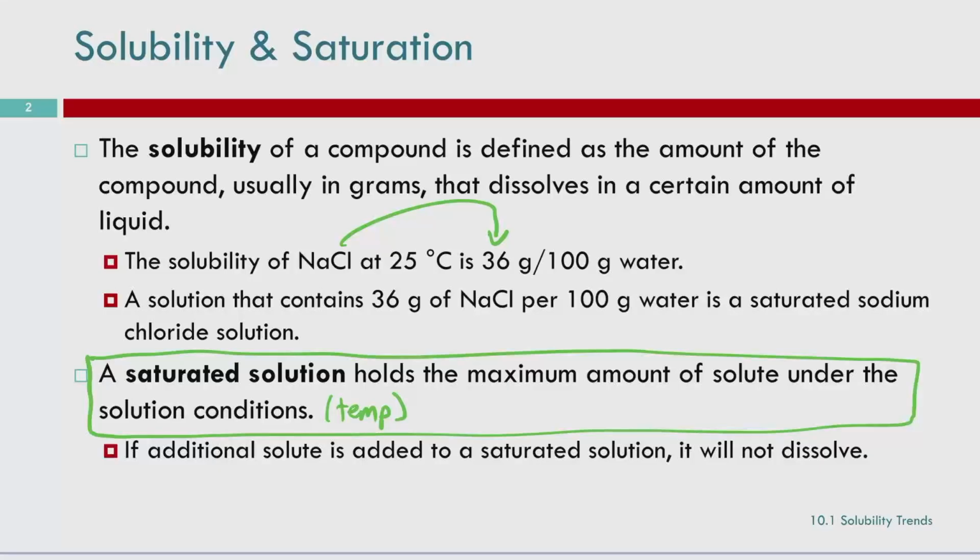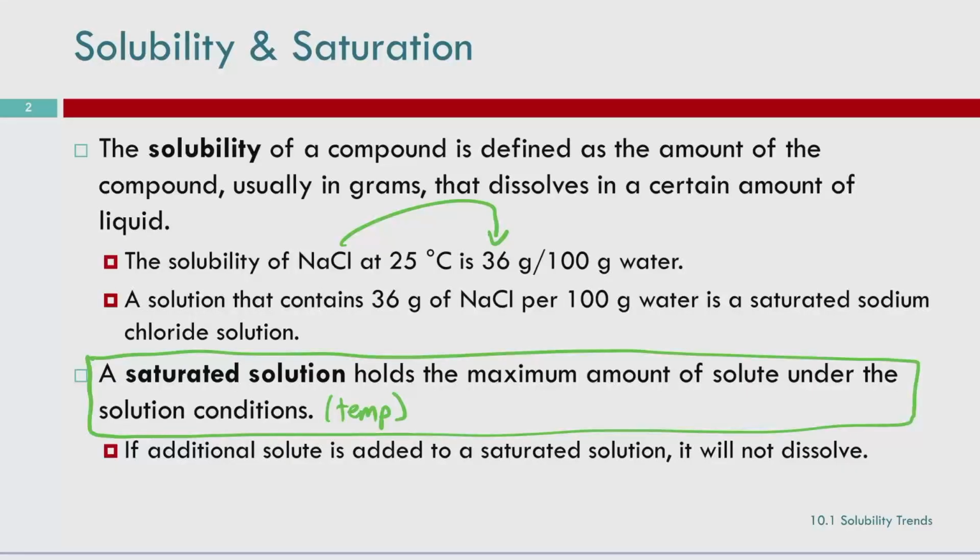You can try this if you want to, if you have extra salt lying around. This is something that you can do at home. You just dump a bunch of salt into a clear glass, stir it around. If it all dissolves, add more salt, stir it around. If it dissolves, add more salt, stir it around. Eventually you'll just have salt floating around at the bottom, swirling. It's never going to dissolve unless you change the solution conditions.